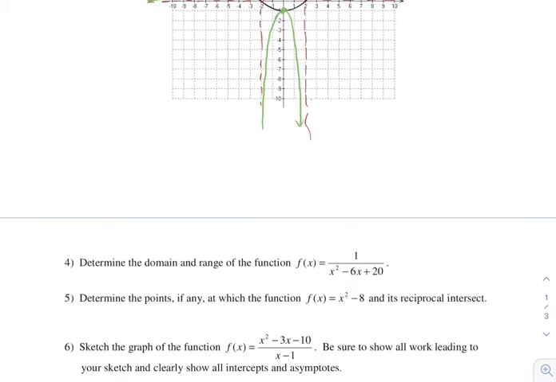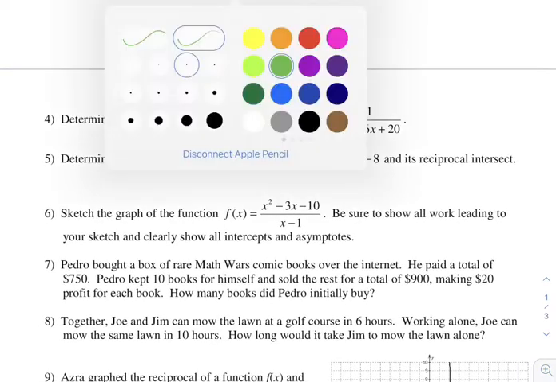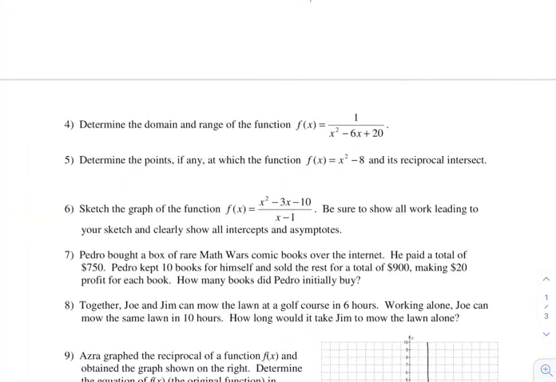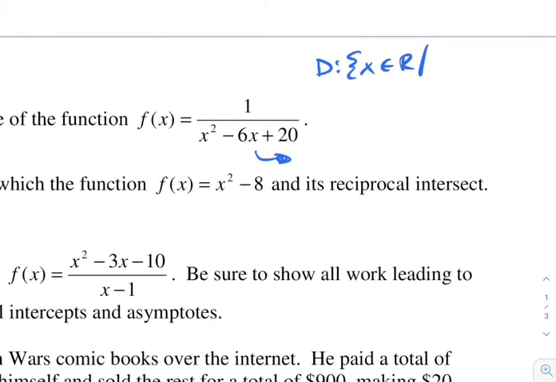Next, we'll keep going. Determine the domain and range of this function. Domain means that we want to find out the values that x can be. We see a quadratic on the bottom here. I know that x can be all values except values that make the bottom 0. So domain, x is an element of real numbers such that we want to see, are there any values that make this 0? What I can do is try the quadratic formula, see if any values will make it 0.